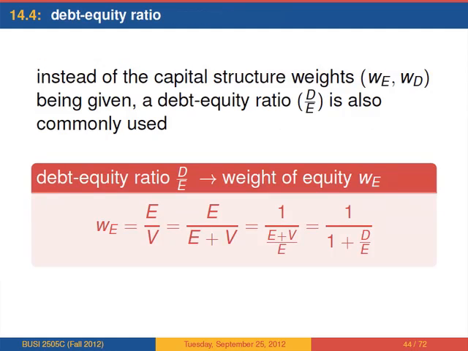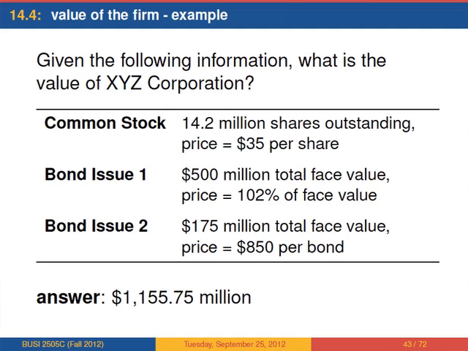Why did you divide 850 by 1,000? Because right now they're trading at 850 per bond, but the par value of a bond by default is 1,000. So the book value is 175, but the market value is only 85% of that. It's 850 divided by 1,000. Okay.